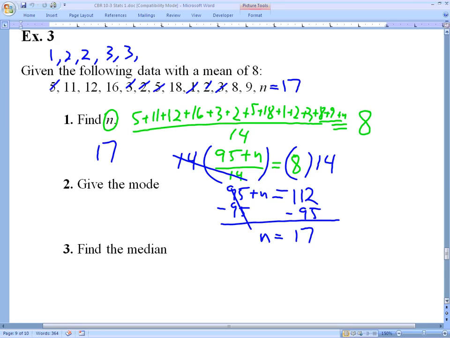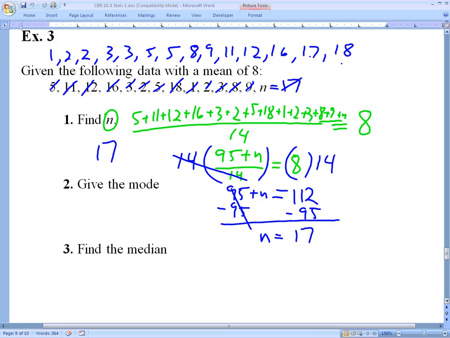Got a couple 5s here. No 6s, no 7s. I've got an 8 and a 9, an 11 and a 12, and then 16, 17, 18. I tried to be careful to cross things off. I'm double checking, but I'm also going to count. I know there were 14 digits. 1, 2, 3, 4, 5, 6, 7, 8, 9, 10, 11, 12, 13, 14. So that all checks out.